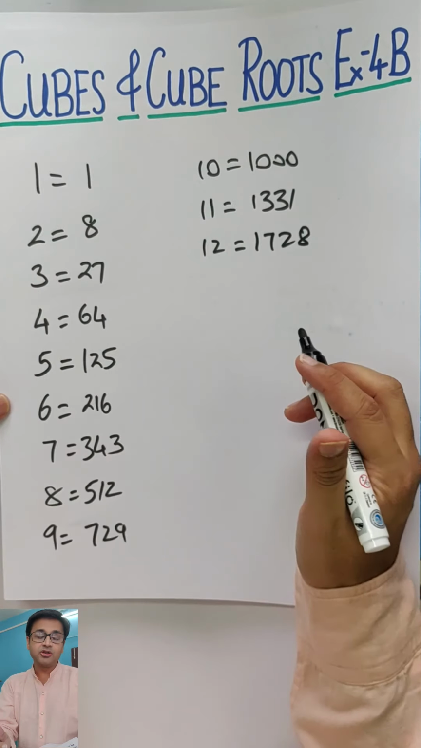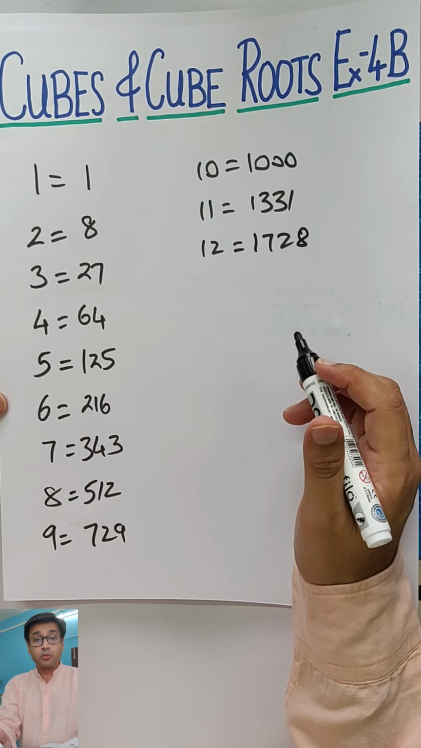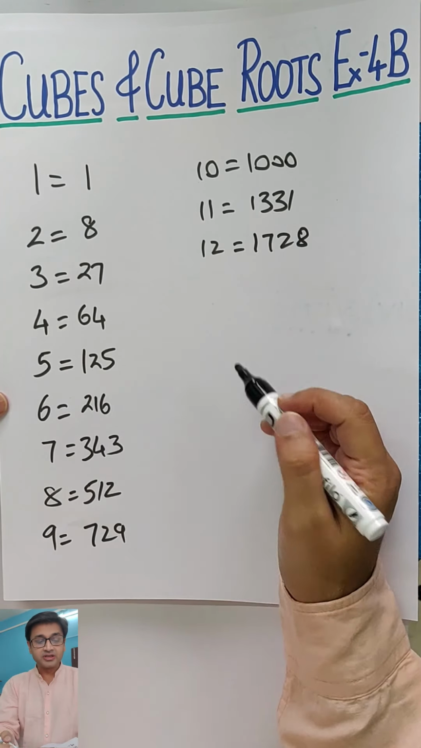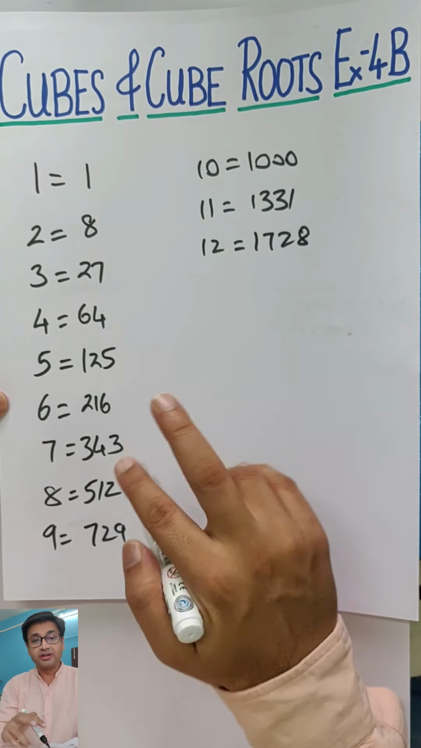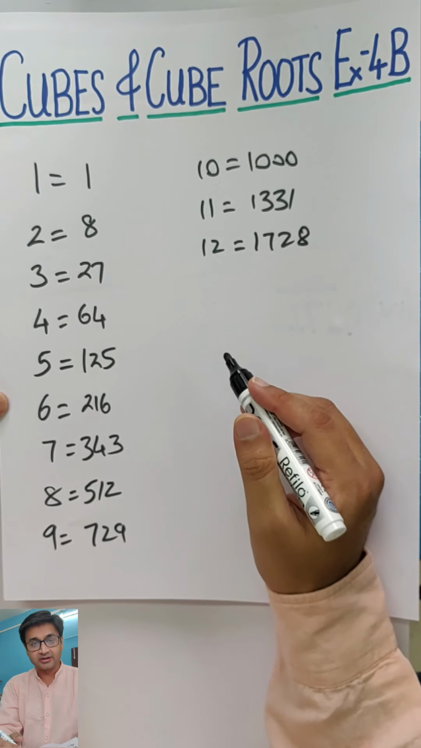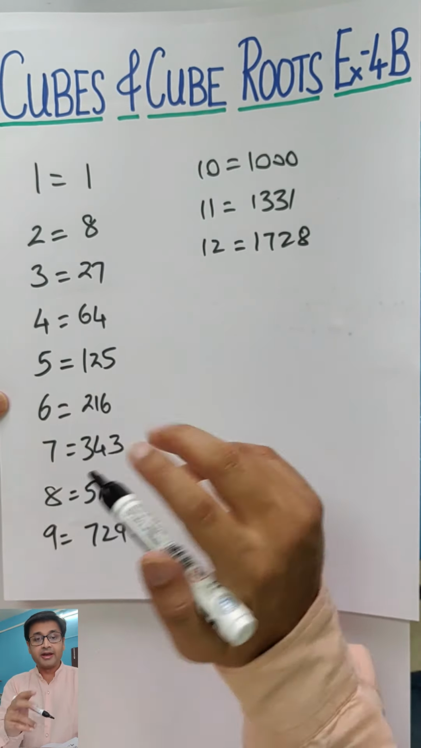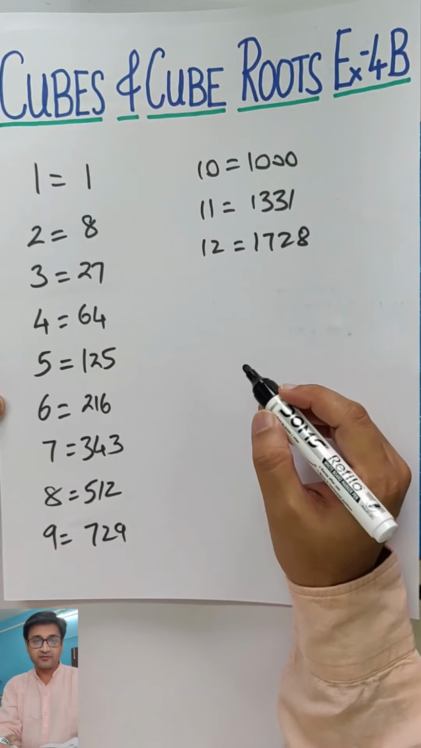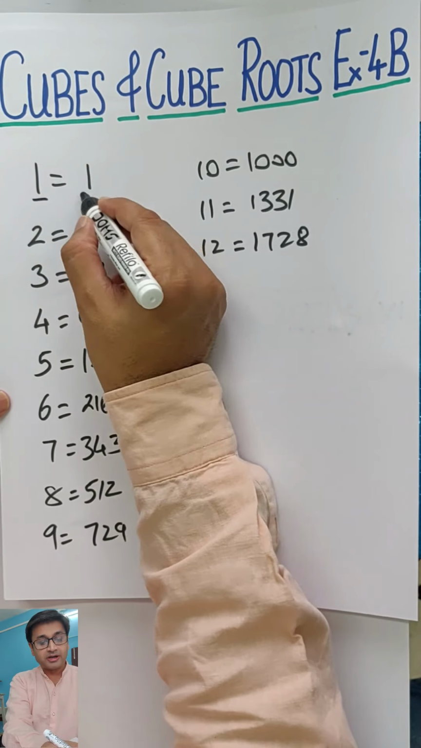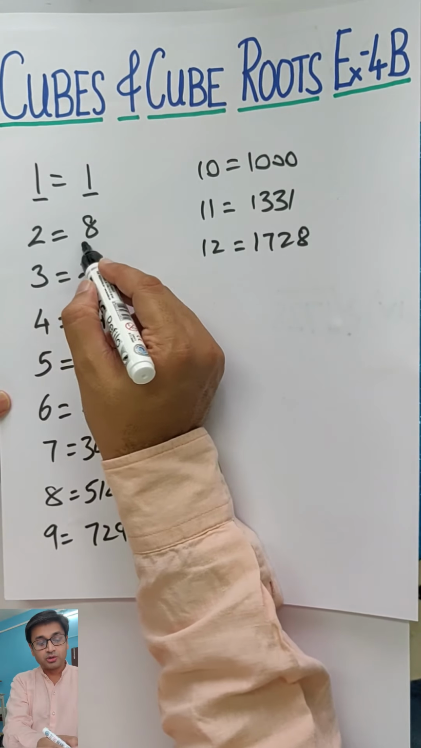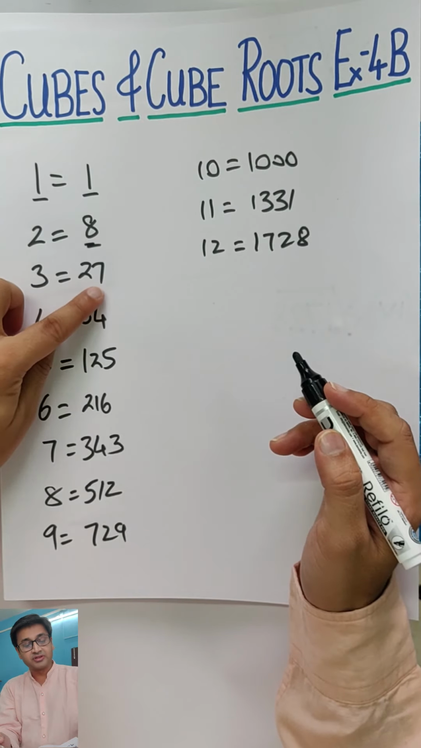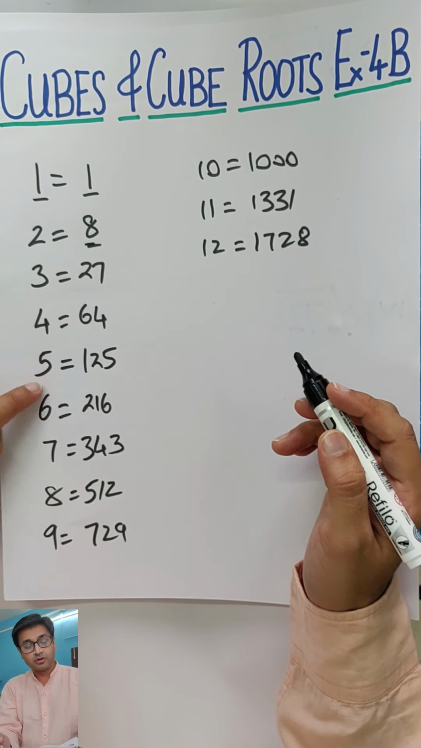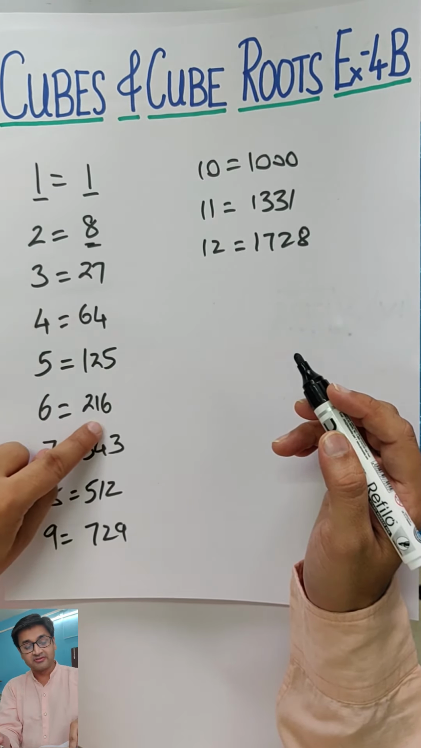So at least these many you should know by heart. Why? Two reasons. When you see these numbers, you are already familiar with them and you can directly write your answer. That saves your time. And number two, to get cube roots, I've got a technique. If you look at 1, it gives you 1; 2 gives you 8; 3 gives you 7; 4 gives you 4; 5 is giving you 5; 6 is giving you 6.